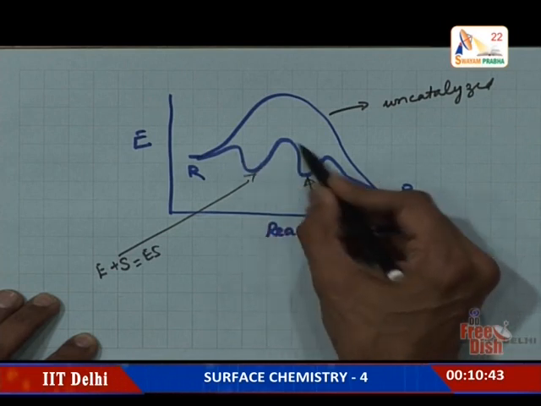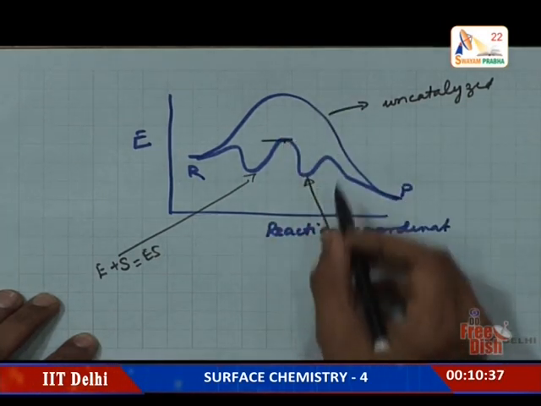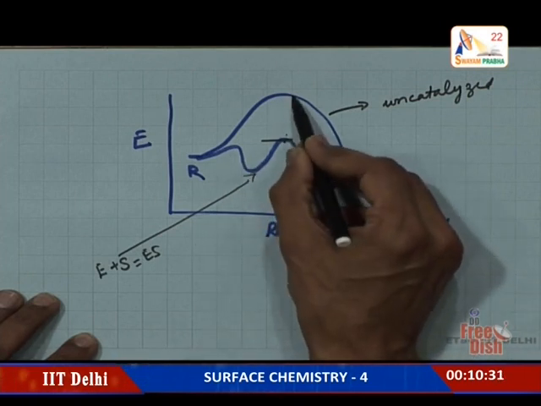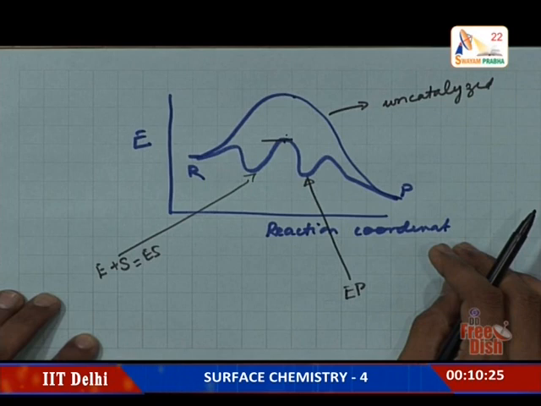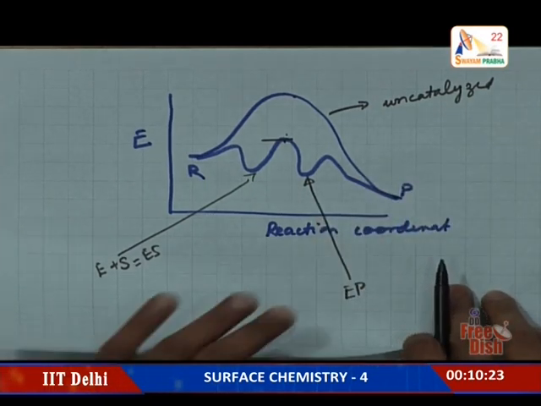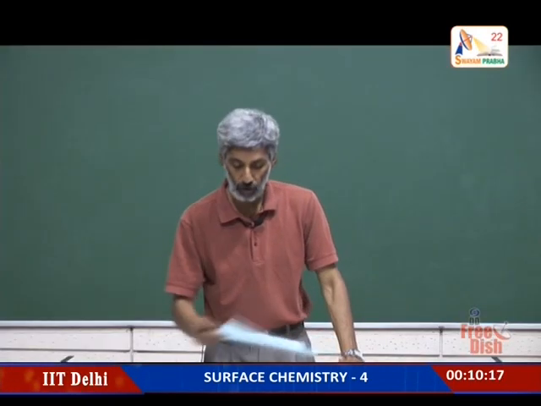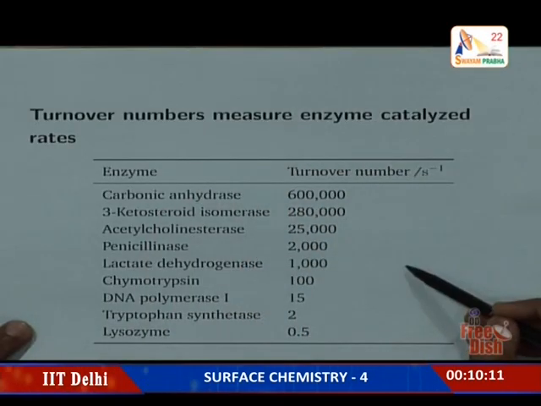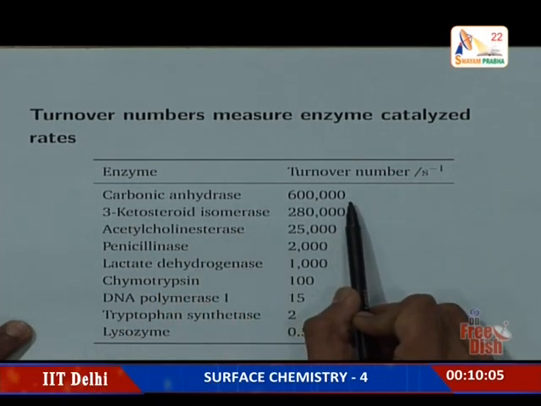So, this reduced energy barrier, this activation energy that you have got for the reaction on the enzyme, is much lower than this, and this leads to extreme efficiency for the enzyme catalyzed reactions. And the efficiency of enzyme catalyzed reactions is characterized by a quantity which is called the turnover number, and I have listed some of the turnover numbers here. Carbonic anhydrase is by far the most efficient enzyme that you can think of.